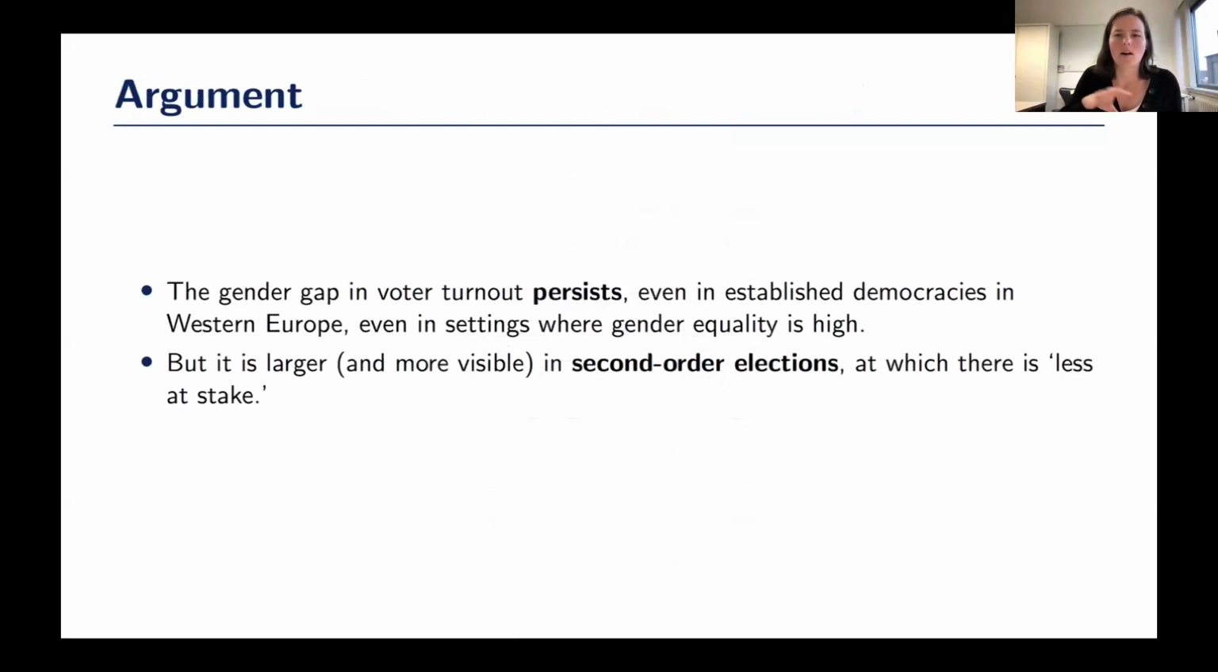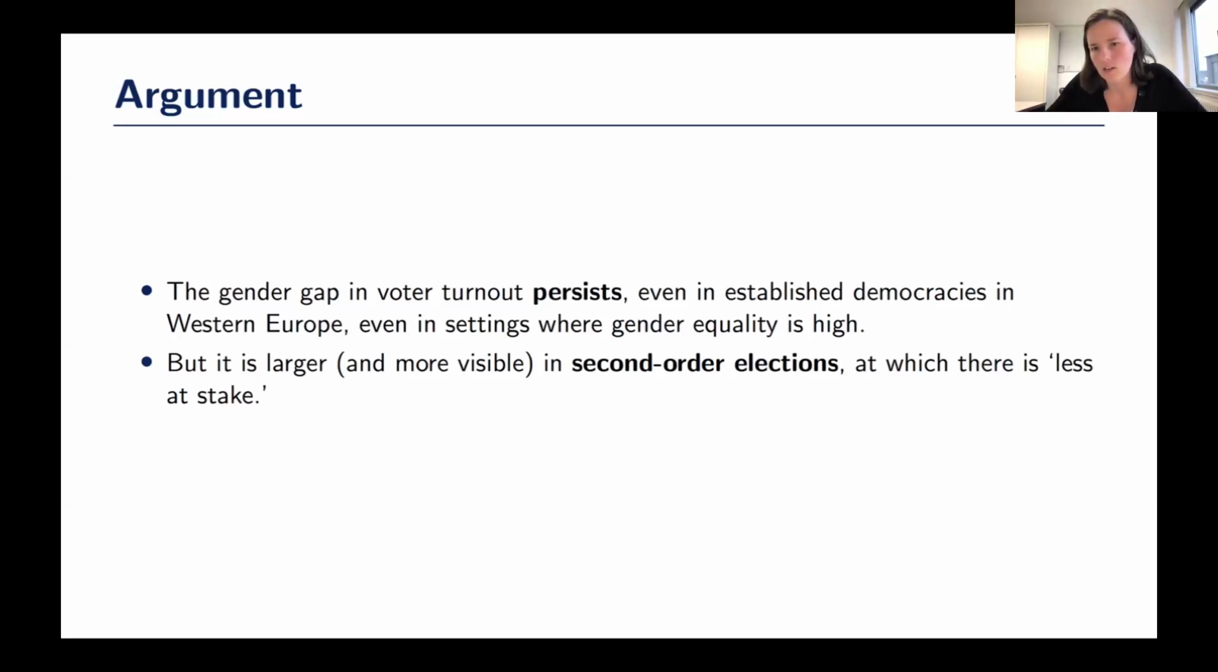Then why exactly are we not seeing those differences, or seeing those differences less pronounced, in national level elections, for example? Well, we argue that there are differences between types of elections, and that there might be a diminishing of the gender gap in first order elections, but that the gender gap is still going to be present and still going to be quite important in other types of elections. More specifically, we think that the gender gap is going to be larger, and hence more visible, in second order elections. And second order elections are elections where there's less at stake, or where at least voters have the impression that there's less at stake.